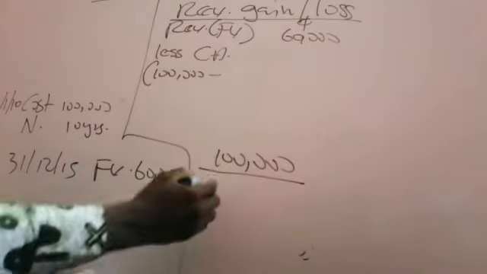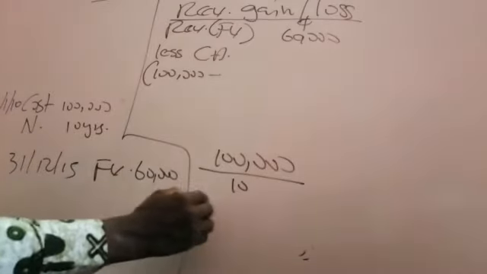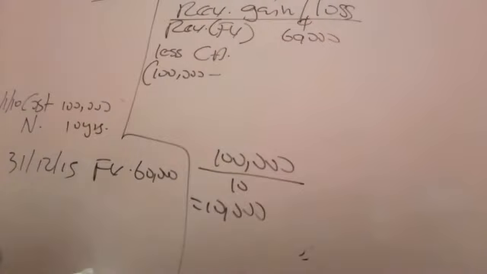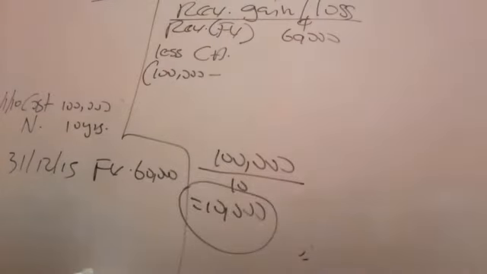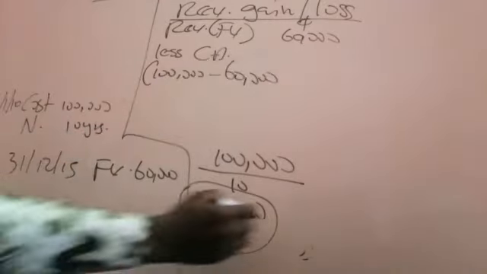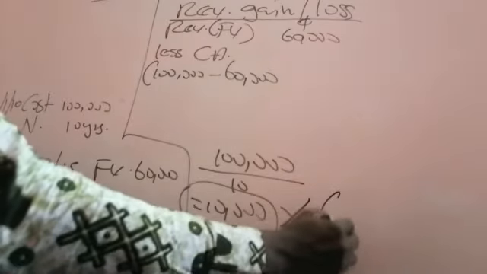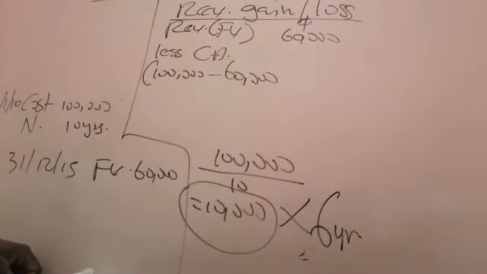Now, what's the depreciation per year? It's 100,000 divided by 10. You get 10,000. So every year depreciation is 10,000. This is the old depreciation, the depreciation before the valuation. If it's 10,000 per year and we have traveled for 6 years, it will be 60,000, right? So accumulated depreciation will be 10,000 times 6 years, and that will give us 60,000.